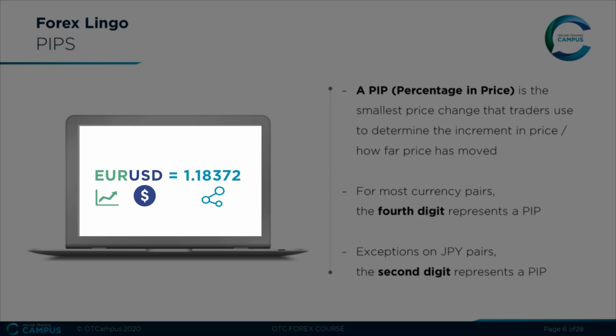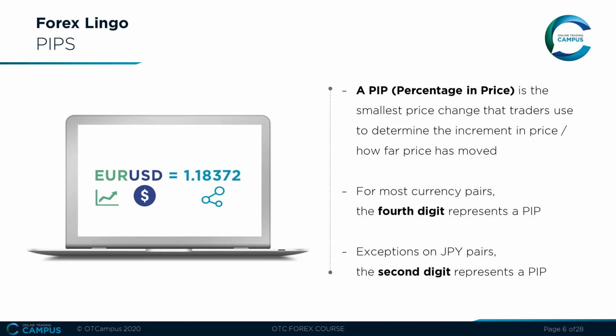In this example, you can see 5 decimal places. I want you to focus on the 4th decimal. In all but yen pairs, the 4th decimal place is the so-called pip. That will be important once we start pricing these currency pairs. For yen pairs, the 2nd decimal place is the so-called pip.